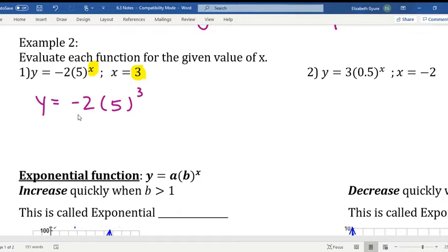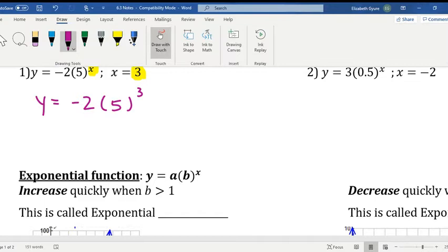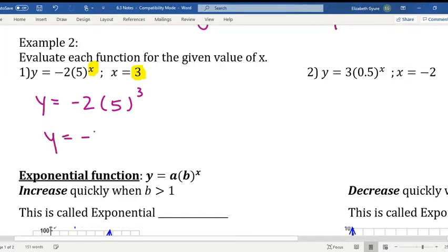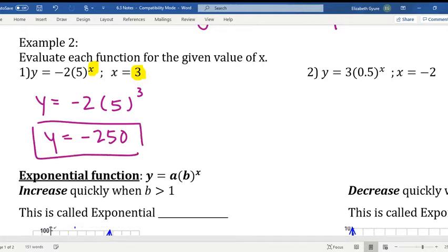Yes, thank you. Yeah, -2. So you should get -250, like this. Okay, so you should get that y equals -250. Now I'm also going to show you a way to plug this all into your calculator at once if you prefer.